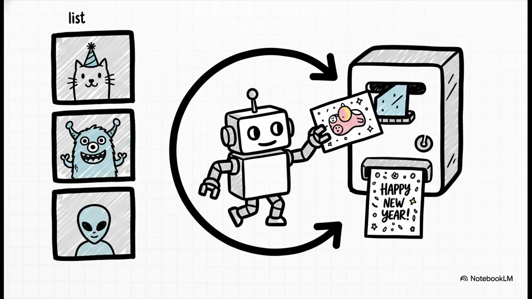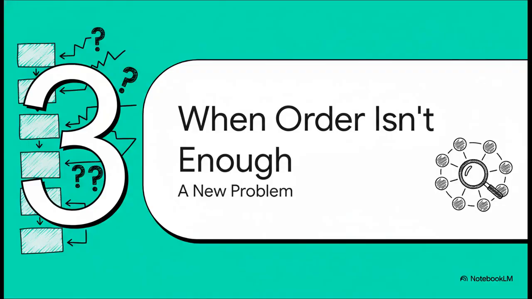In this case, we're printing a Happy New Year message to each one. It's so clean, so efficient, and just incredibly powerful. All right, so lists are amazing. We get it. But they're not the answer to every problem. There's a catch. What happens when knowing the order of things, first, second, third? What if that's not actually helpful for finding what you need?